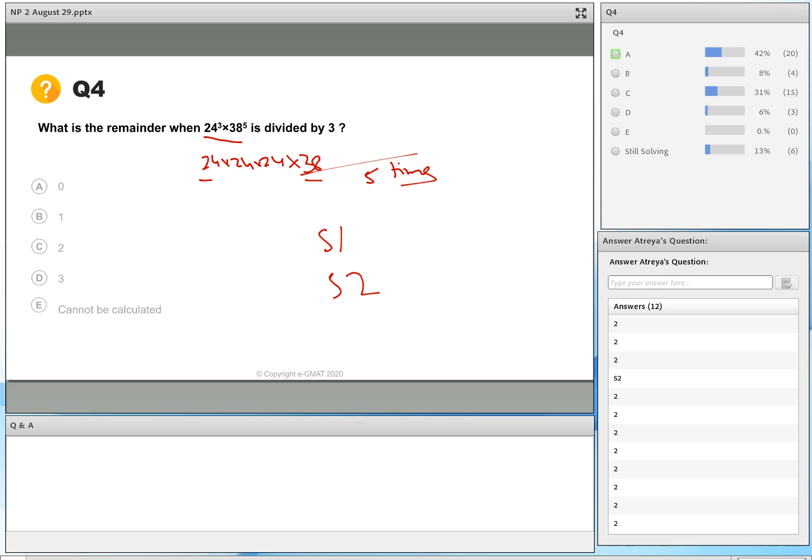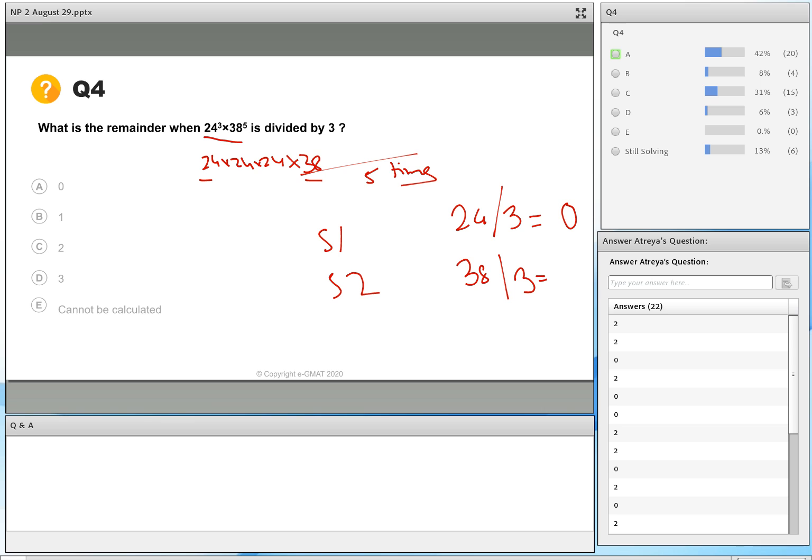Very, very quickly in the short answer poll, what is the remainder when I divide 24 by 3? What is the remainder when I divide 24 by 3 in the short answer poll, please? It's equal to 0, right? Perfect. What is the remainder when I divide 38 by 3? What would that be?